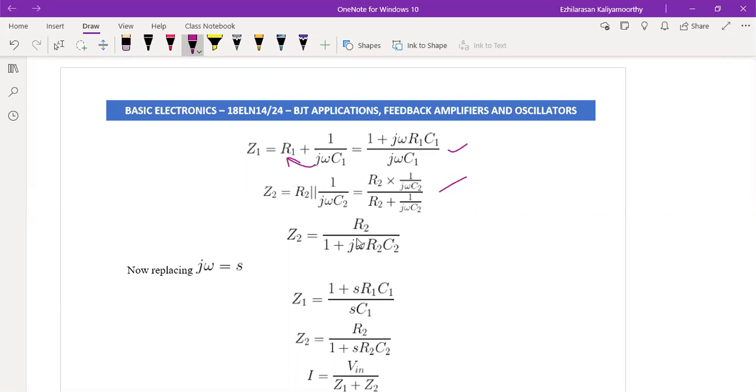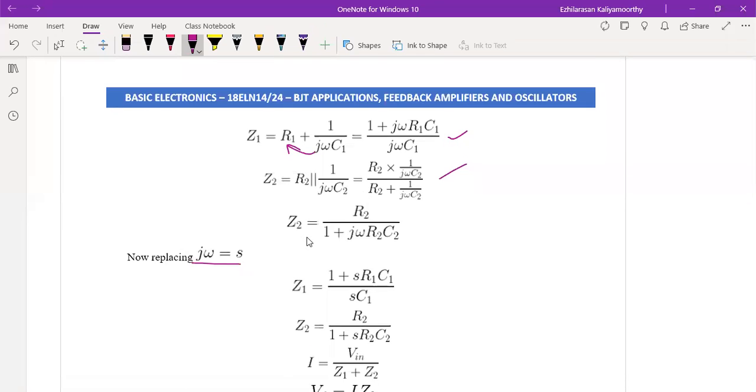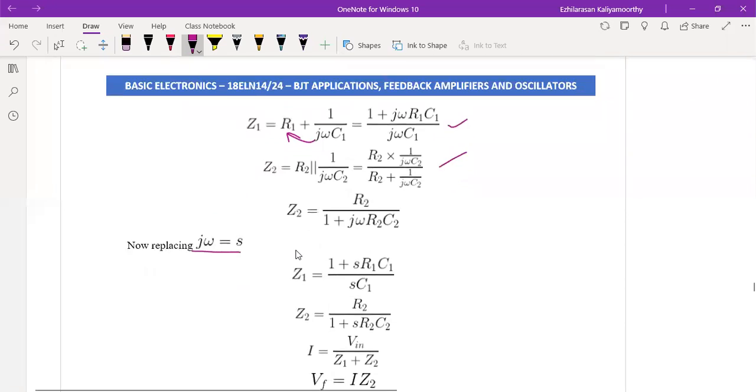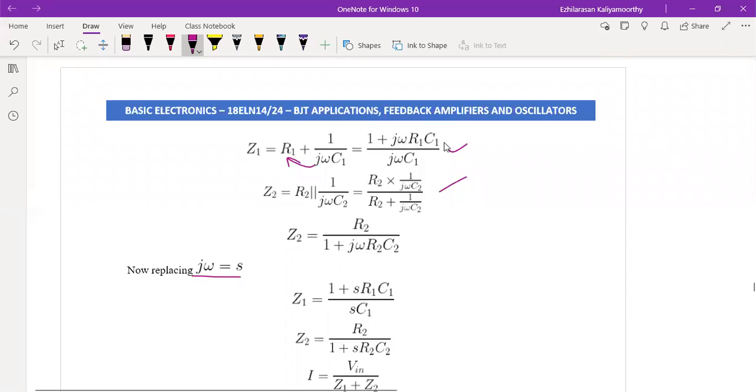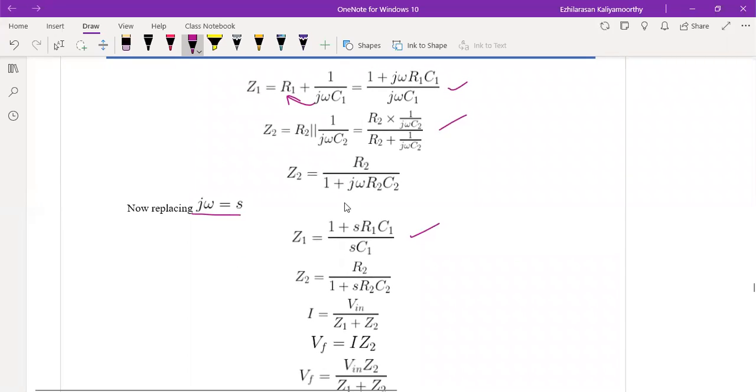With this, a little bit of complexity will be there to reduce the expression. So just replace j omega by S in Z1 and Z2. Now Z1 will become 1 plus S R1 C1 by S C1. Next, same for Z2, R2 by 1 plus S R2 C2.